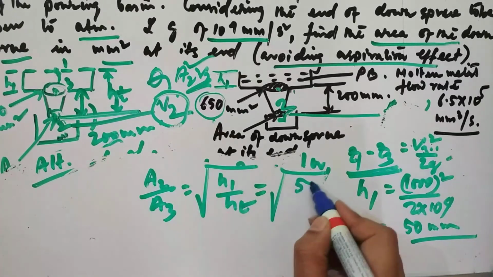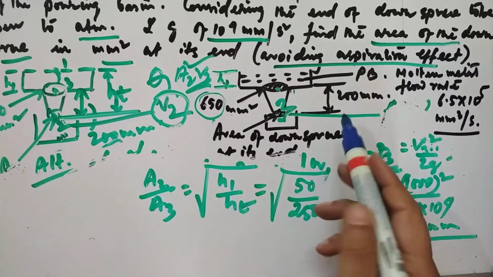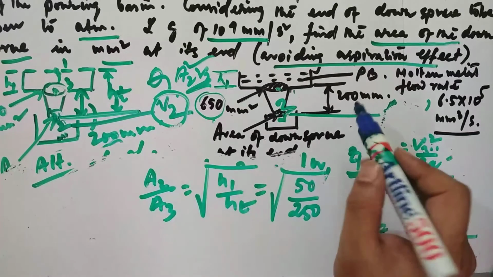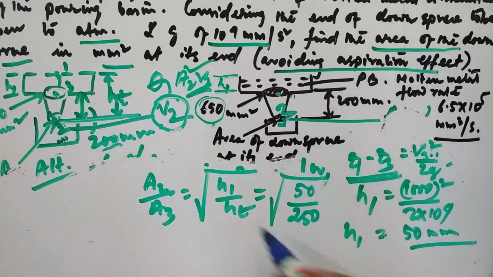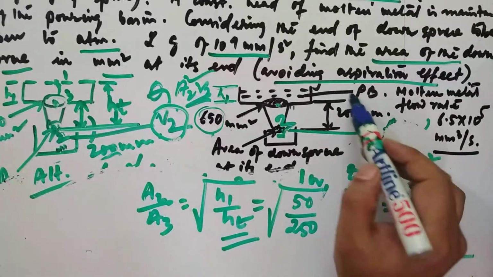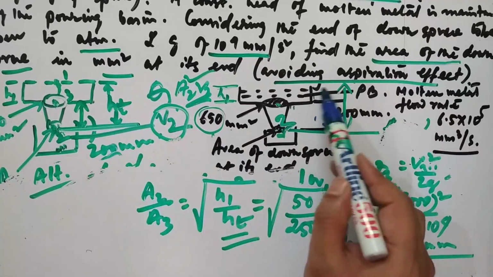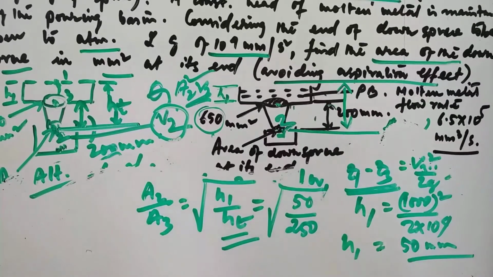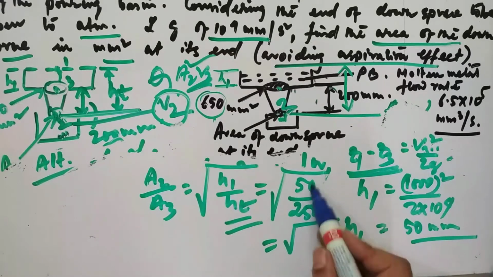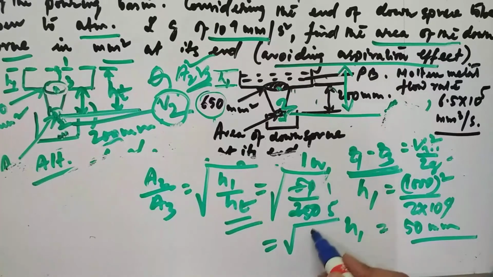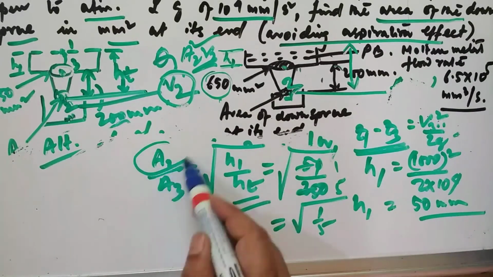So 50 by HT is 250. HT, sorry, that will be 200, I think. Okay, no, the HT is this height. This height is HT, the total height. So this is 200 and this is 50. So it will be 250 only. So you can say it will be 1 by 5.